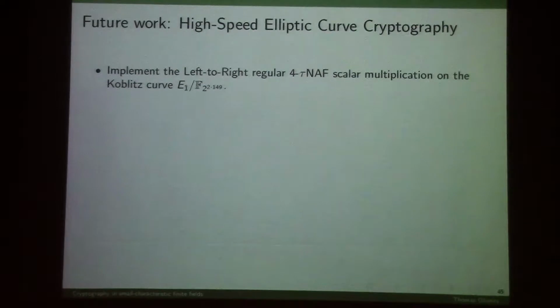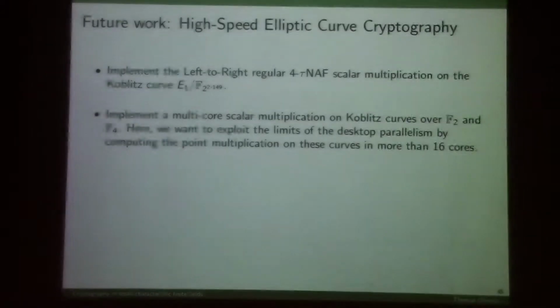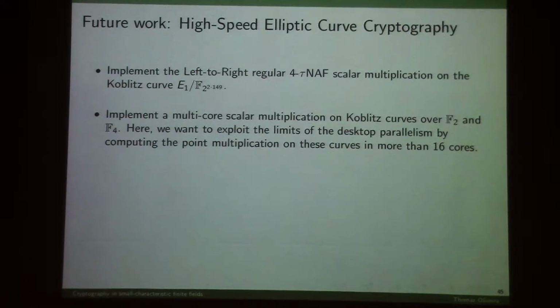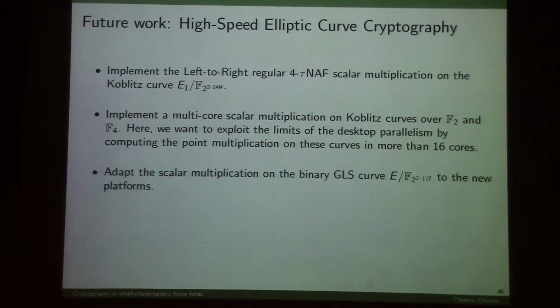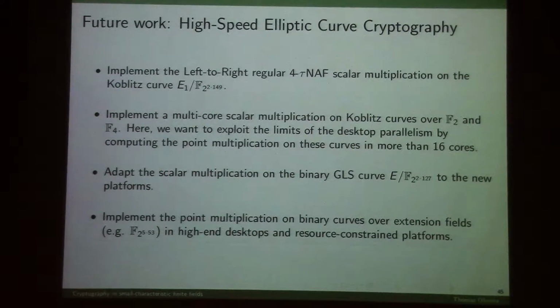So as future work, in the cryptography part, we want to implement the tau-NAF, which will be faster than the 2 and 3 tau-NAF that we implemented before. We want to explore the limits of parallelism by implementing a multi-core scalar multiplication with more than 16 cores. We want to adapt our previous speed record of GLS curves to new platforms, and we want to explore higher extensions of binary curves in high-end desktops and resource-constrained platforms.